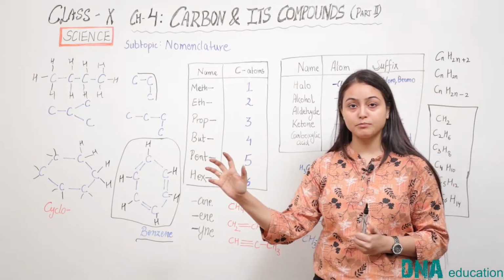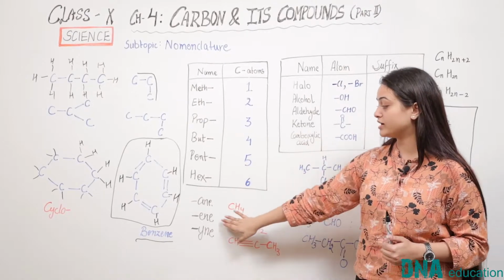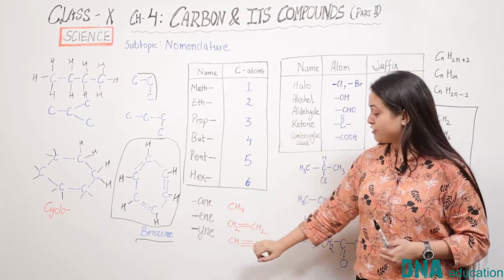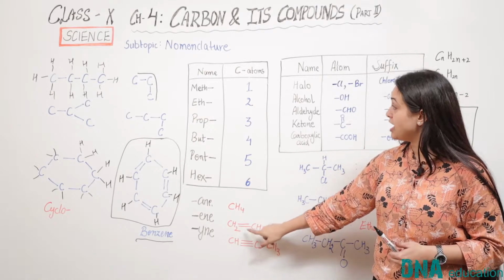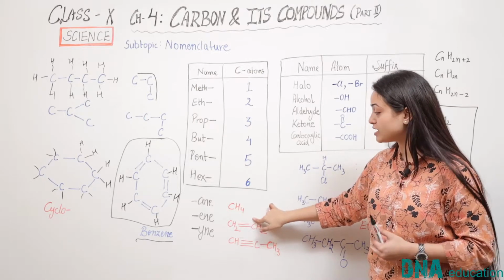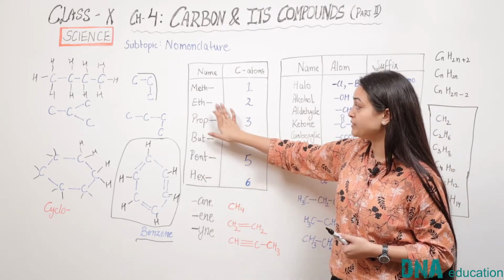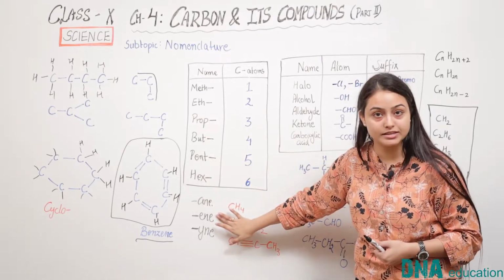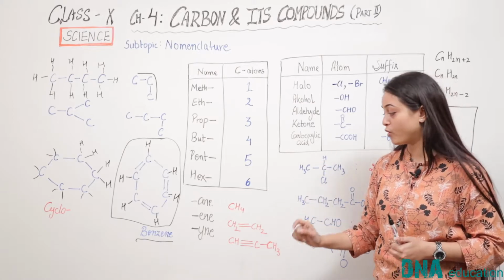In the similar way, let us come to the double bonded structure. If a carbon compound contains even a single double bond, then the name will contain the suffix ene. For example, this carbon compound has two carbon atoms and hence we will use the prefix eth, and it has a double bond, so the suffix will be ene. The name became eth plus ene, ethene. Hence ethene has two carbon atoms with a double bond.